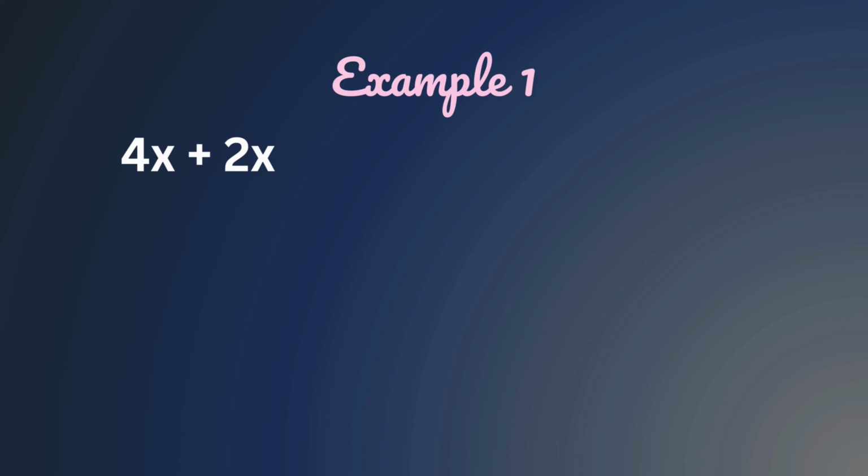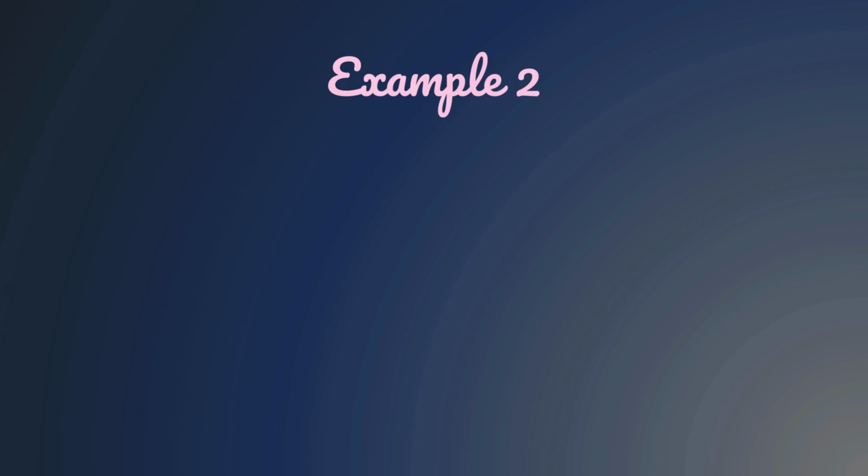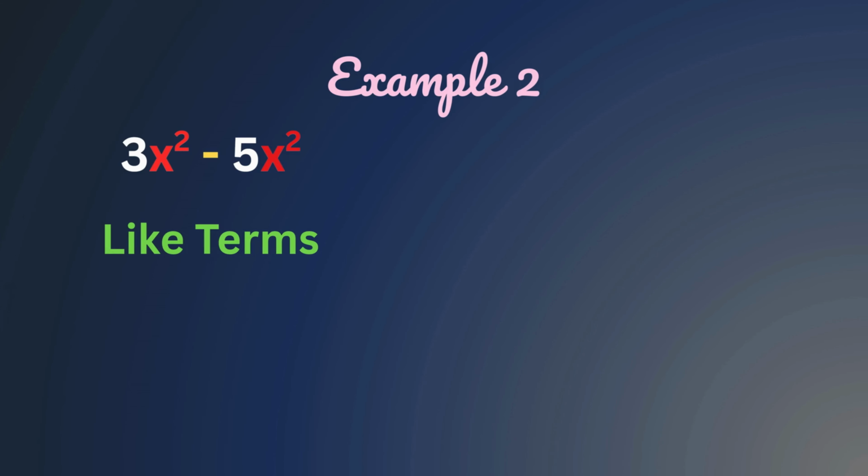We do that by adding the number parts and keeping the variable part the same. 4 plus 2 is 6, so we get the combined term 6x. Next, we have 3x squared and negative 5x squared. Well, the variable part in both is exactly the same, which is x squared. Therefore, they are like terms, and we can combine them.